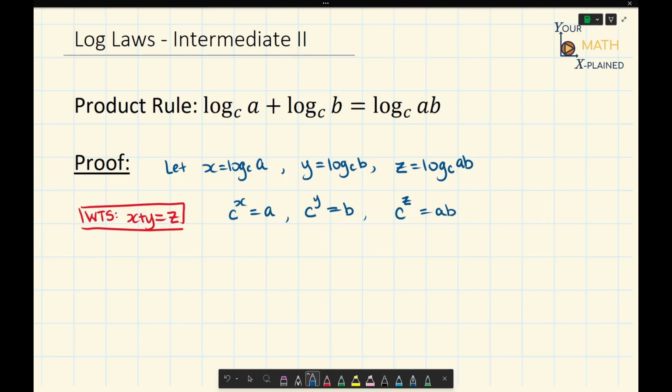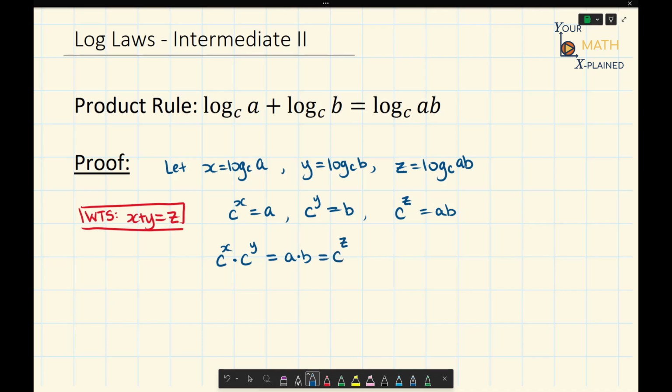So now notice how for the last one we have a times b. And then our first equation has an a and our second equation has a b. So what happens if we multiply them together? Well, if we were to multiply our first and second equations together, the left-hand side is going to be c to the power of x times c to the power of y. And that is going to be equal to a times b. But from the third equation, we know that a times b is equal to c to the power of z.